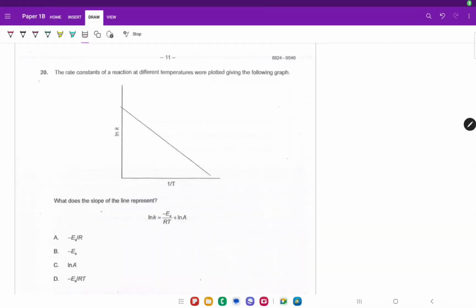Question 20 says the rate constants of a reaction at different temperatures were plotted, giving the following graph between ln k and 1 upon T. It is a direct formula-based graph, and it asks for the slope of the line. As per the concept, the slope of the graph ln k versus 1 upon T is always equal to minus Ea upon R. Therefore the answer should be A.